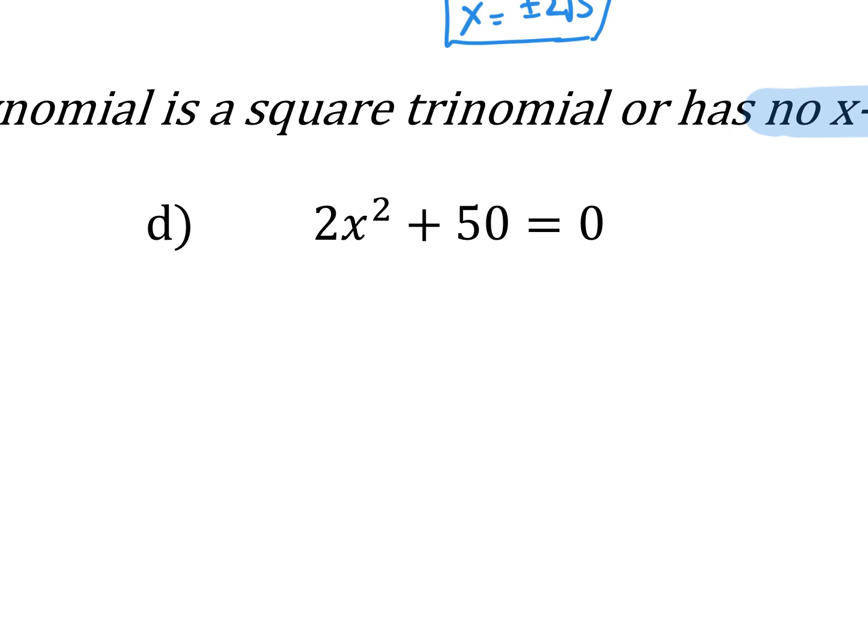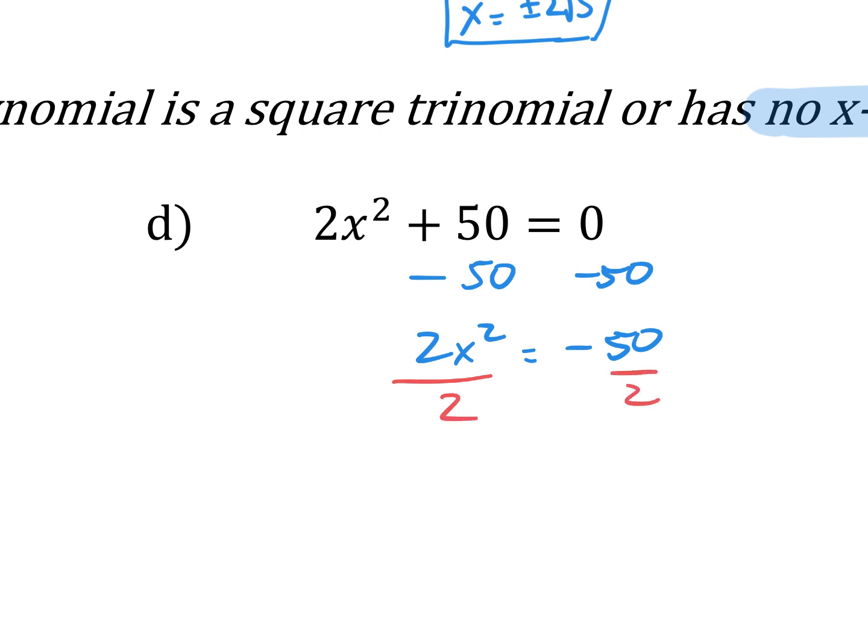You might pause and try this if you'd like. See what you get and come back. Let's get rid of that 50. Subtract 50. 2x squared equals negative 50. Don't square root yet. Got to get that 2 out of there. Let's divide by 2, and we've got x squared equals negative 25. Now we're ready to square root. So we'll go ahead and square root there.